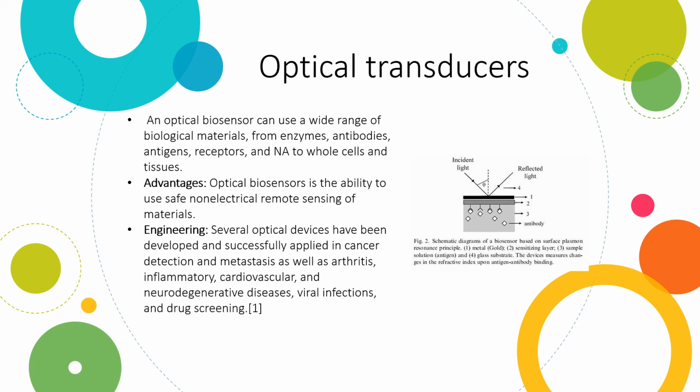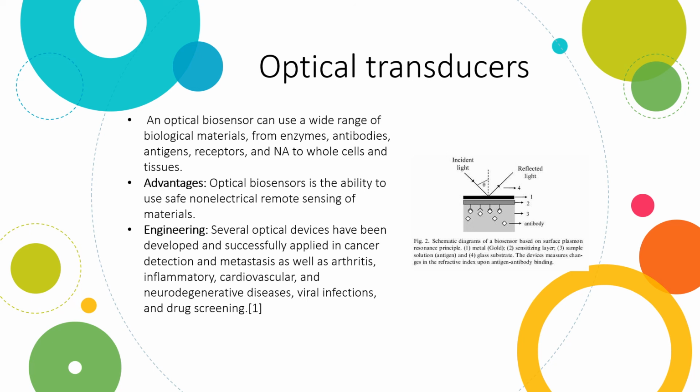The second type of transducer is the optical transducer. An optical transducer can use a wide range of biological materials, from enzymes, antibodies, antigens, receptors, and nucleic acids to whole cells and tissues. An advantage of these transducers is the ability to use safe, non-electrical remote sensing of materials. Several optical devices have been developed and successfully applied in cancer detection and metastasis, as well as arthritis, inflammatory, cardiovascular, and neurodegenerative diseases, viral infections, and drug screening.